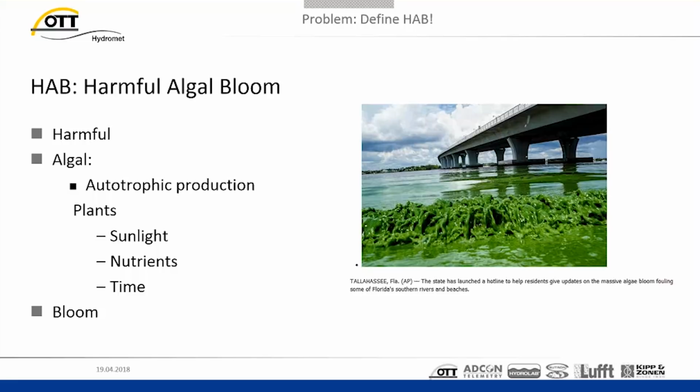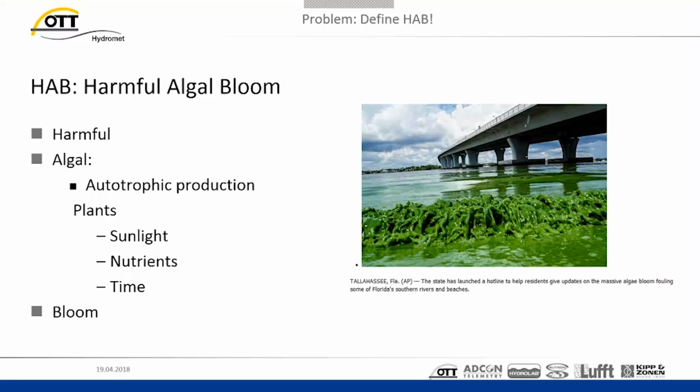Okay, so a harmful algal bloom. Well, it certainly has to be harmful, and it has to be algal, and it has to be a bloom. Algal means that it's plant material, autotrophic production. Plants grow on the basis of three different things: sunlight, nutrients, and time. You need sunlight as a source for photosynthesis. You need the nutrients to build the structures of the cell, and you need time in an environment in which the nutrients and the sunlight are replete enough to have net phytoplankton growth.